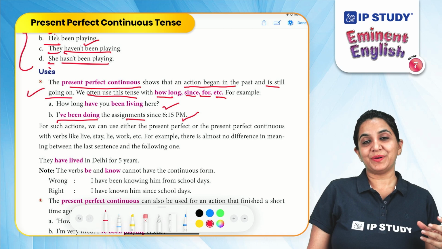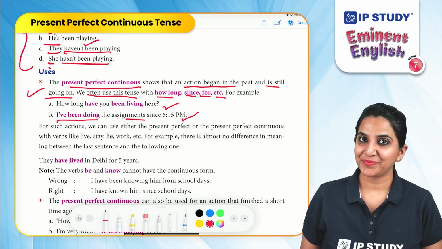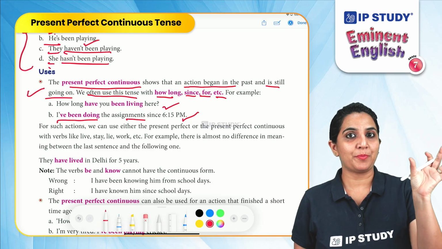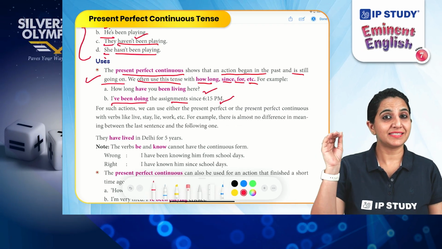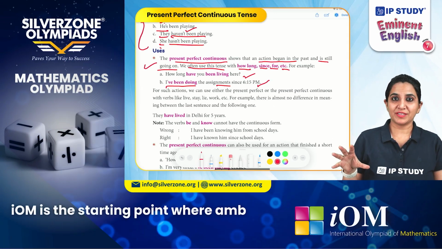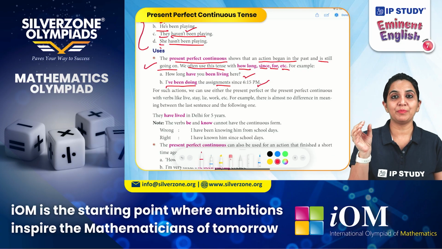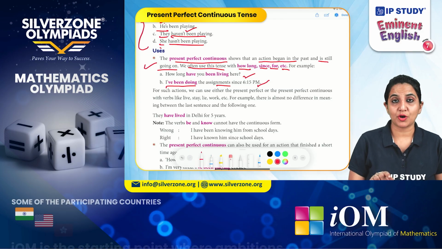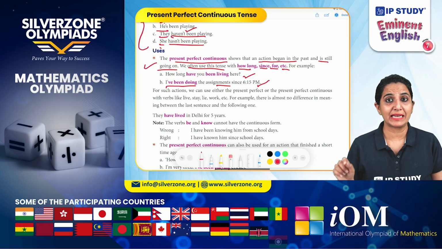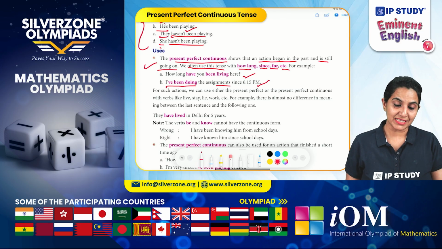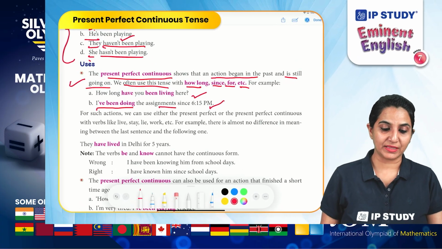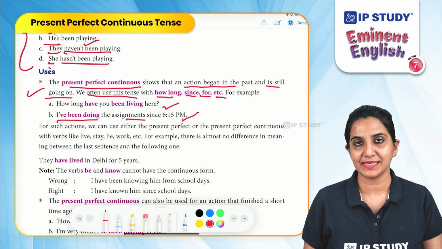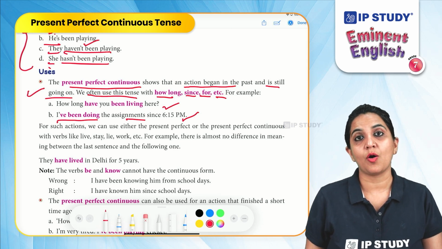Do you remember the use of since and for? Very good. Since is used with a proper point of time, where there is a definite point of time. For is used to describe a period of time. So in this sentence, we are talking about a definite time, which is 6:15. Hence, we have used since here. And the present perfect continuous tense is used to describe the sentences with since, how long, or for.